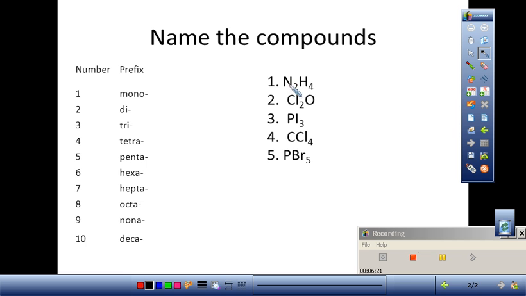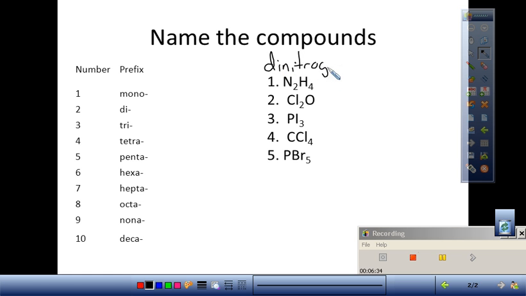I have N2. I have two N's. 2, my prefix is di. So di nitrogen. And then 4 hydrogens. My prefix for 4 is tetra. And then hydrogen, I switch to ide. I always change the last one to ide. Alright, go ahead and pause the video, finish the last 4, and then restart the video.